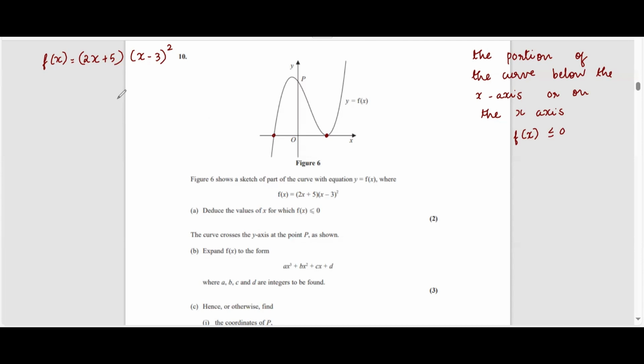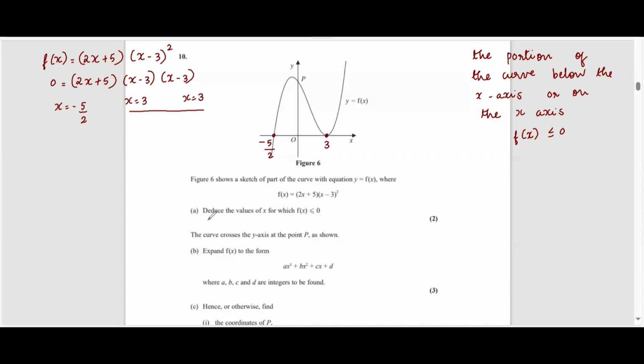For finding the x-intercept, we'll put y as 0. So 0 equals (2x + 5)(x - 3)(x - 3), the whole square means it is (x - 3) into (x - 3). Equate them separately, we will get x as minus 5 by 2 and x as 3. We have the repeated root here at x equals 3. So we know if we have a repeated root at that point, the curve will only touch the x-axis. So this is the point where 3 is, and this is minus 5 over 2.